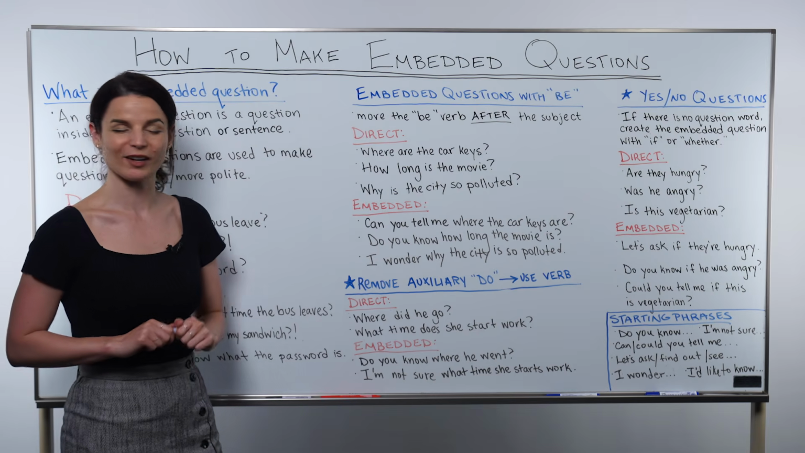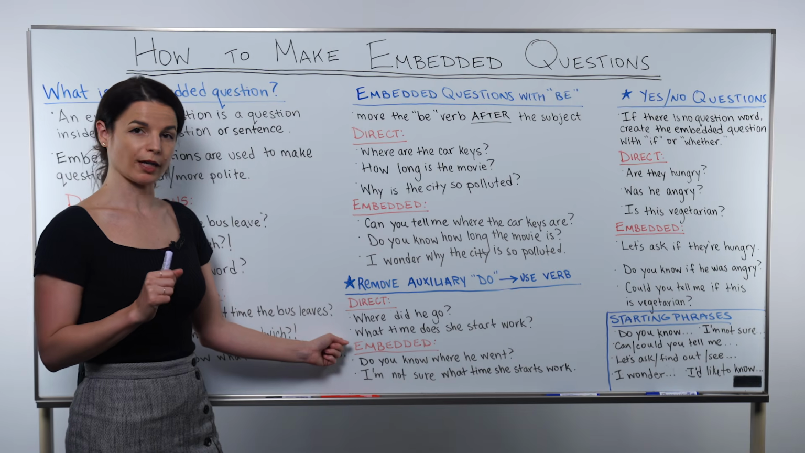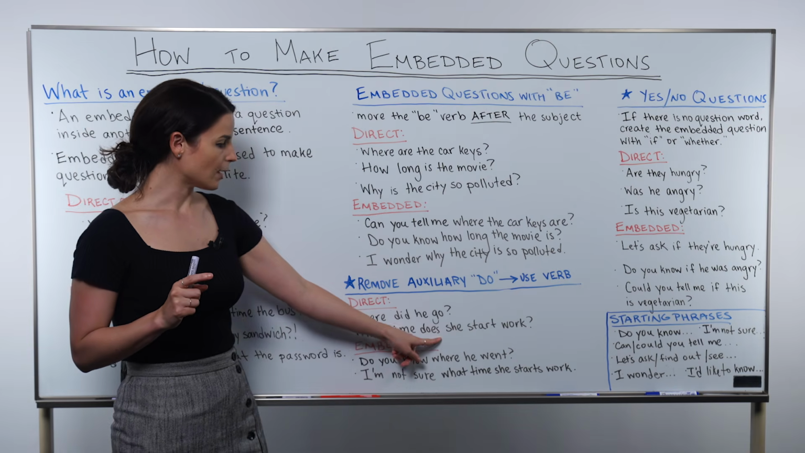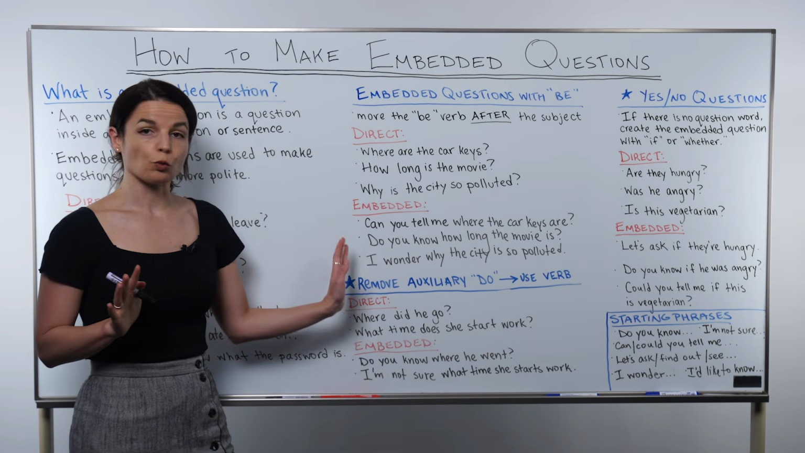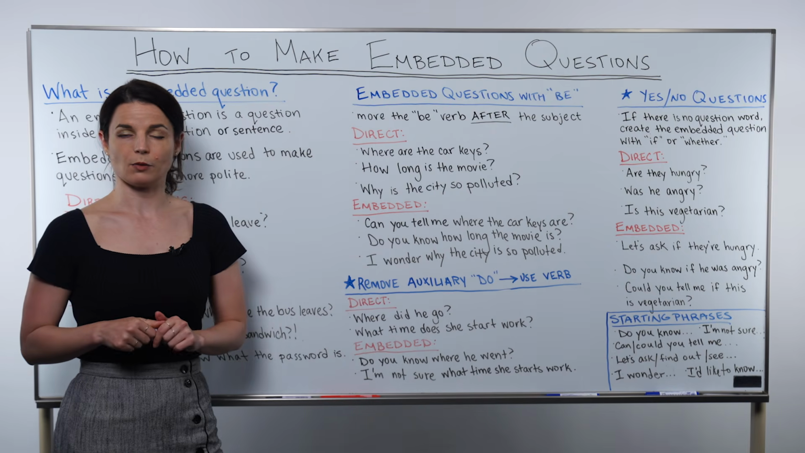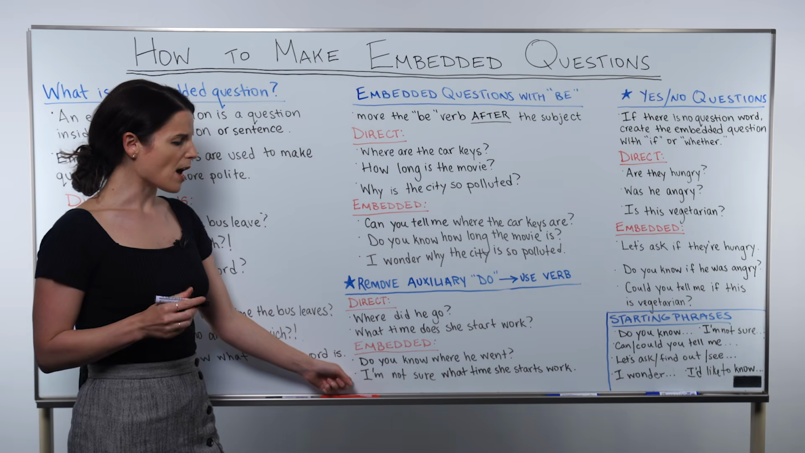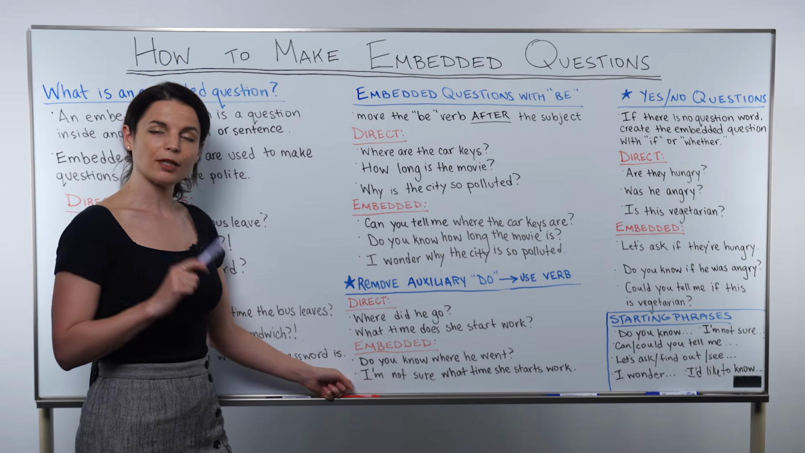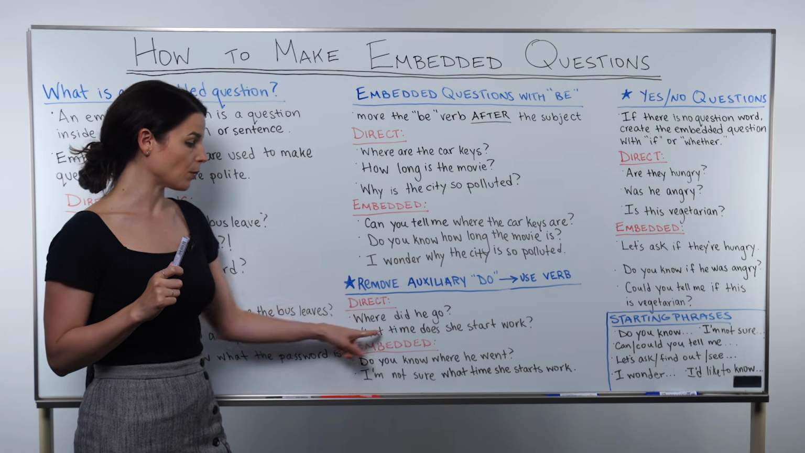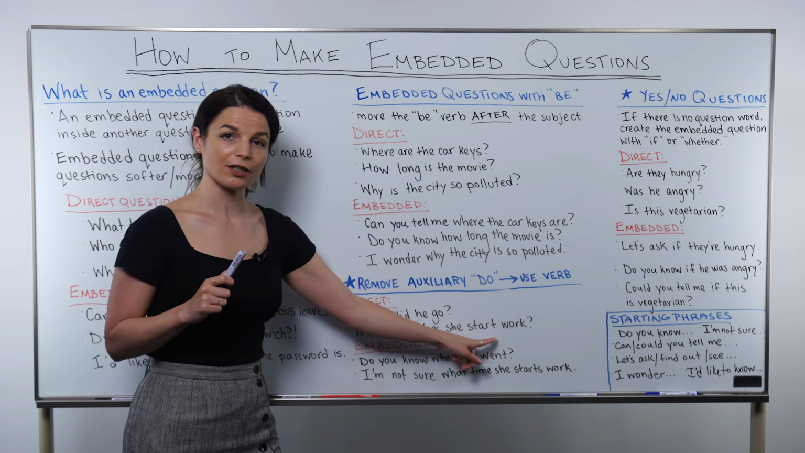Let's look at one more example. What time does she start work? So again, we have does here, all right? So we need to remove that, and we have the verb start in this case. So what's a sample sentence here? I'm not sure what time she starts work. I'm not sure what time, so this part remains the same, what time she starts work.